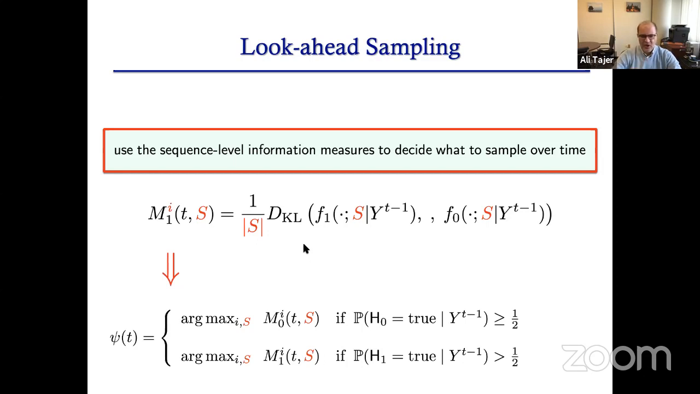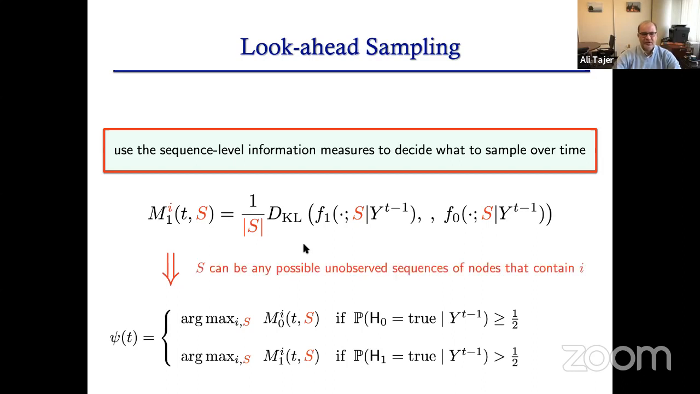Of course, all we need from this optimization is identifying the node i that gives us the best choice for time t. Once we have done that, at time t+1 we have to again update the sequence S, update the node i, and continue this process.